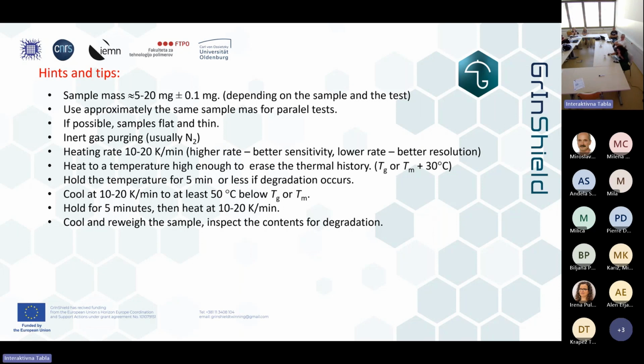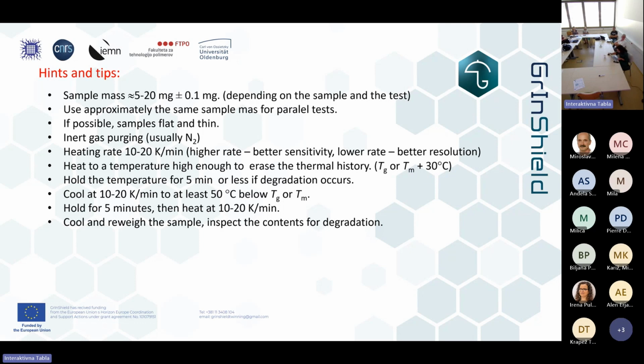It's recommended that we make at least 2 parallel measurements, and if we do that, we have to try to have the same mass of the sample, as much as possible. Plus or minus 1 milligram is good. If possible, the samples must be flat and thin. That's how we ensure good heat transfer from the DSC to the aluminum pan, and from the aluminum pan to the sample, and that's how we also get reproducible results.